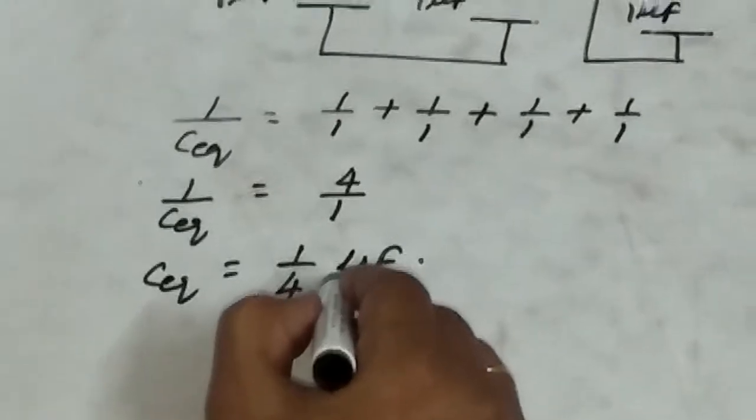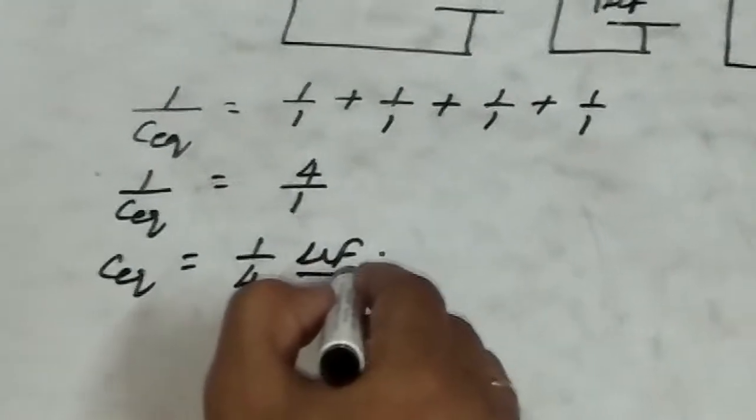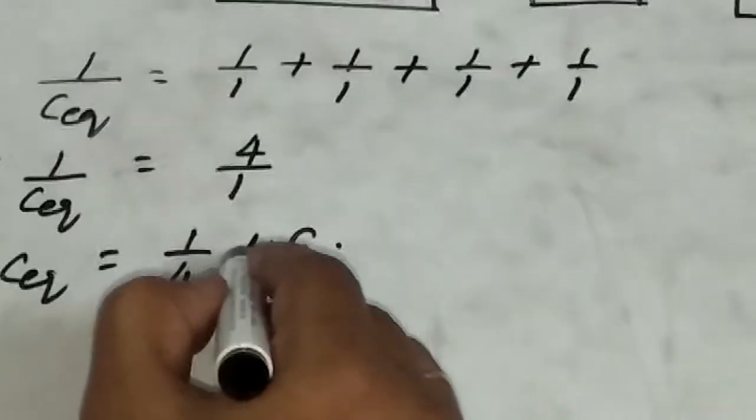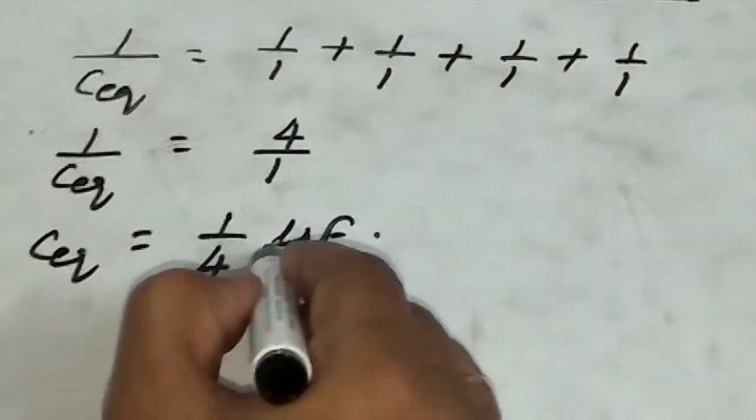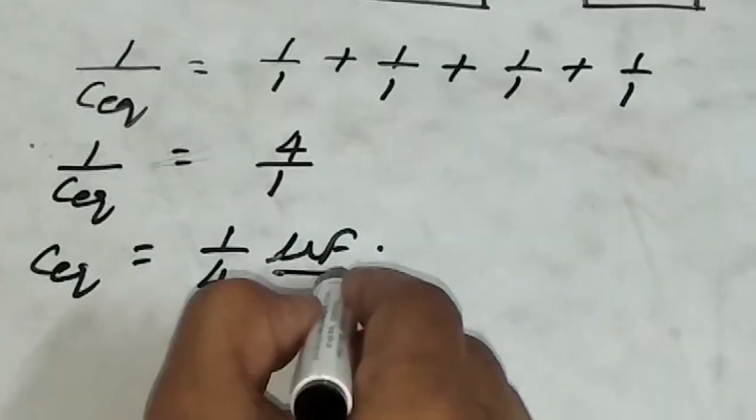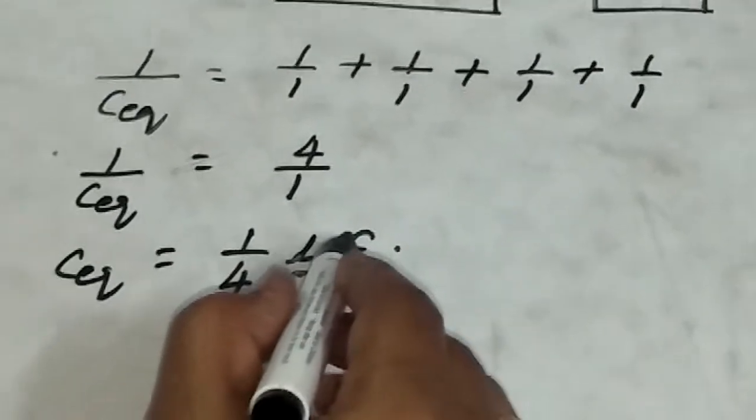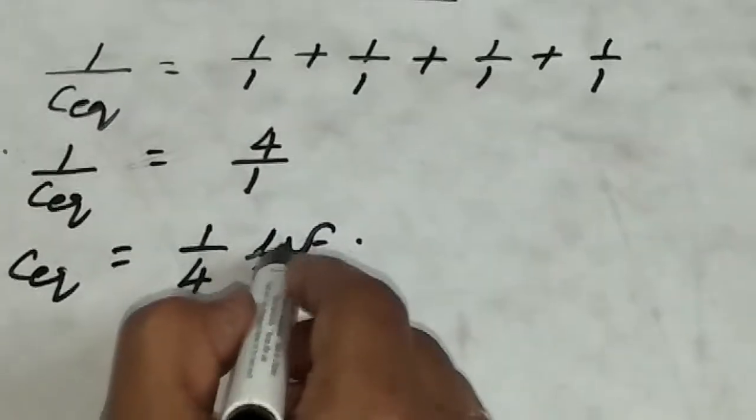Please don't forget to write the proper unit. The unit must be there. In the board exam, without a unit, the examiner will never give the marks. So please always write the proper unit in the final result.